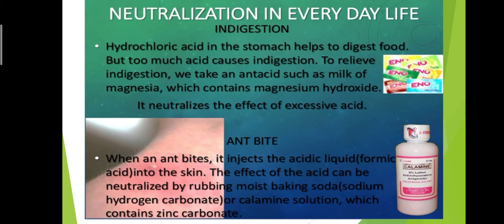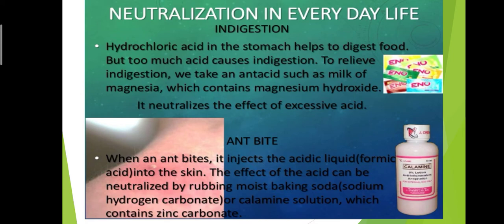So let's discuss a few examples. During indigestion, hydrochloric acid in the stomach helps to digest food, but too much acid causes indigestion. And to relieve indigestion, we have to take an antacid. So what is an antacid? Antacids are mild bases. Mild means weak base, such as milk of magnesia, which contains magnesium hydroxide. It neutralizes the effect of excessive acid in our stomach and provides relief to the person.